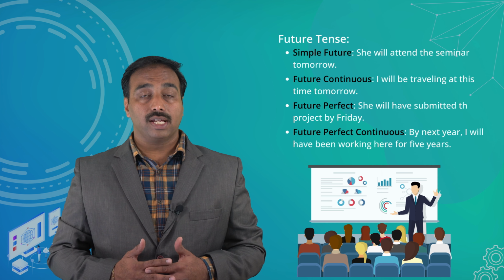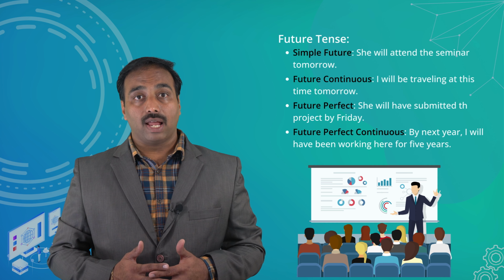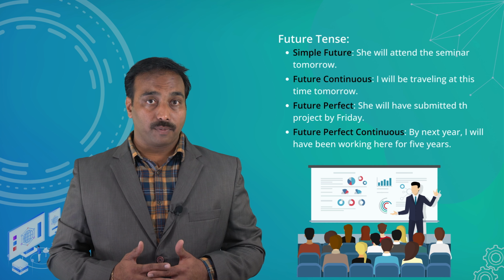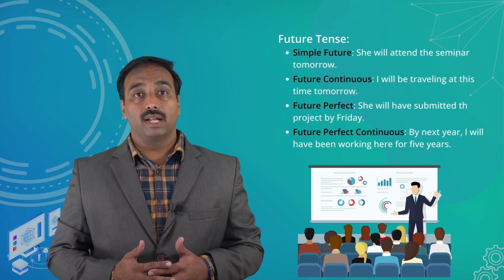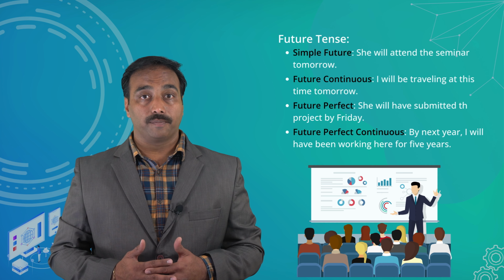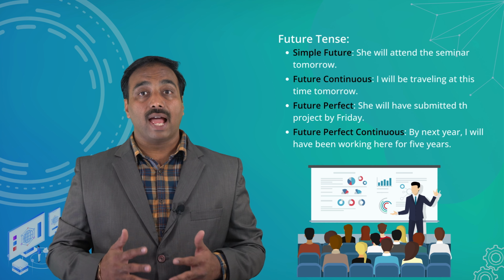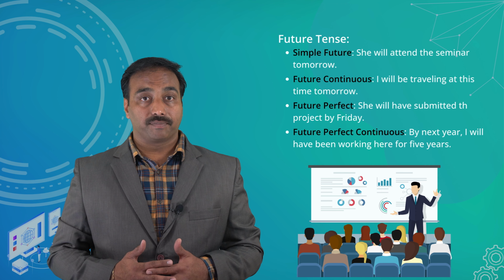Future continuous tense is used for ongoing actions in the future. For example, I will be traveling at this time tomorrow. Future perfect tense is used for actions that will be completed before a certain time in the future. Example, she will have submitted the project by Friday.